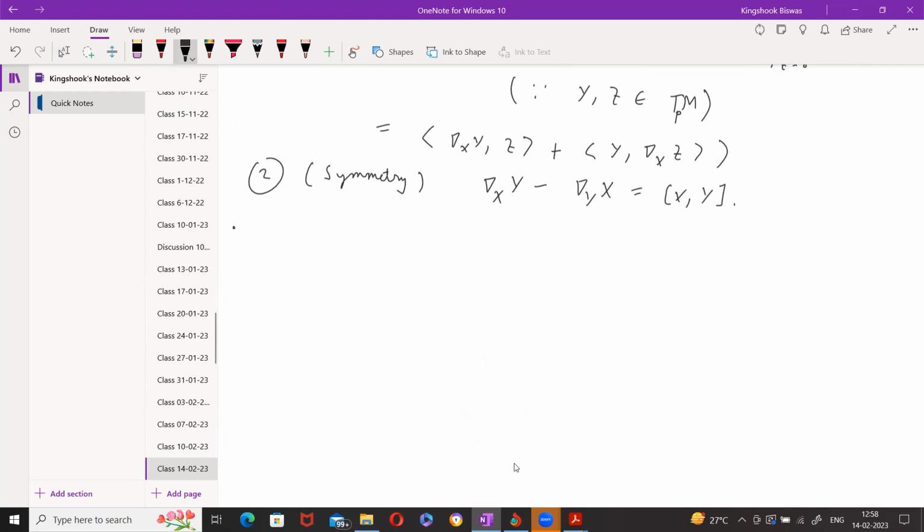To finish, let me just state what's called the fundamental theorem of Riemannian geometry. For a general manifold, there exists a unique connection on the tangent bundle satisfying symmetry and metric compatibility. This connection exists and is unique and is called the Riemannian connection or the Levi-Civita connection.